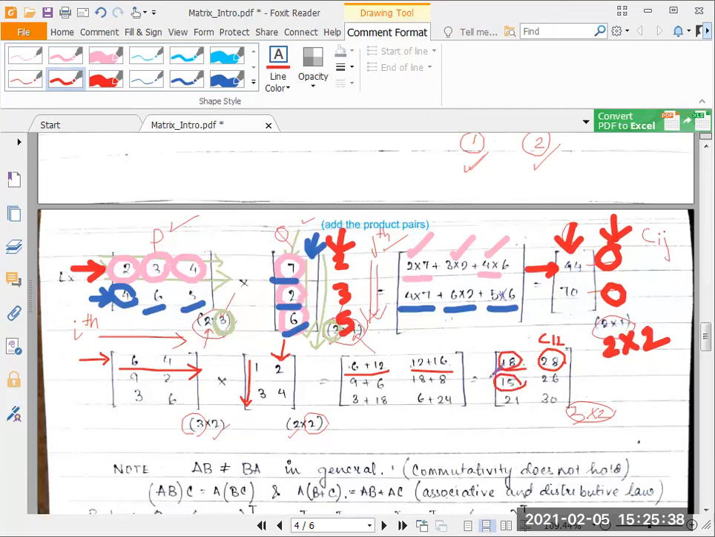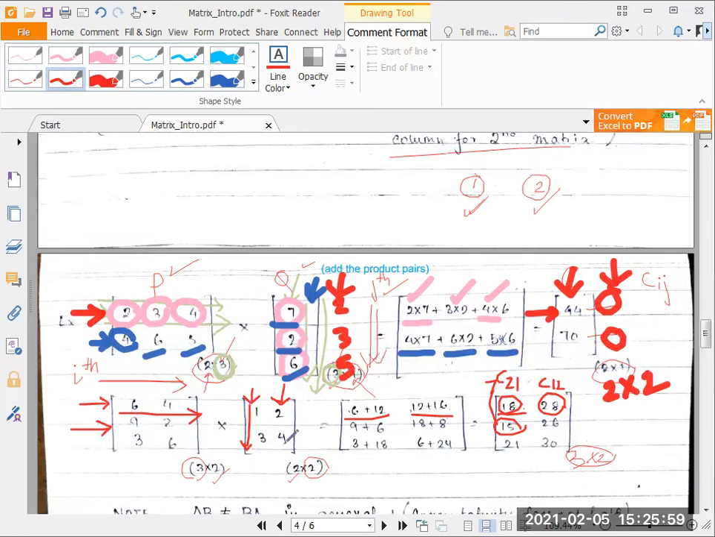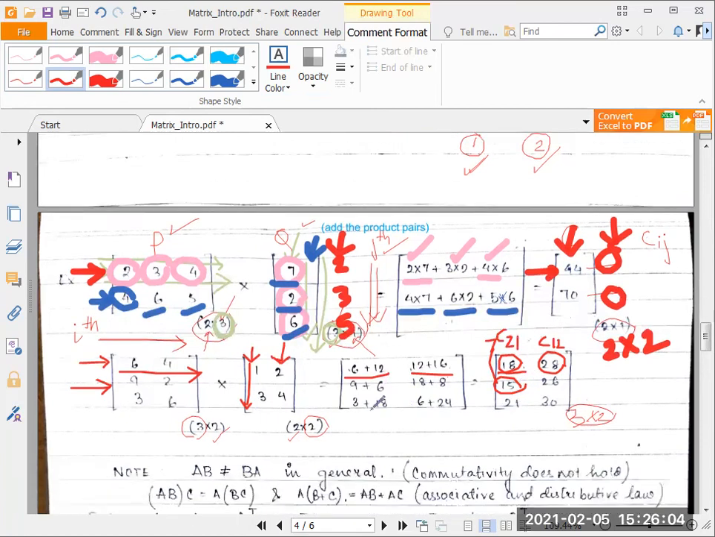This element is C21. So let me write that down. So we look at the second row and the first column. So it's 9 times 1 plus 2 times 3. So it's second row, first column: 9, 2, 1, 3. That's 9 plus 6, which is 15. Again, the C22 element, that will be the second row, second column. So 9 times 2 plus 2 times 4. That's 18 plus 8, which is 26.